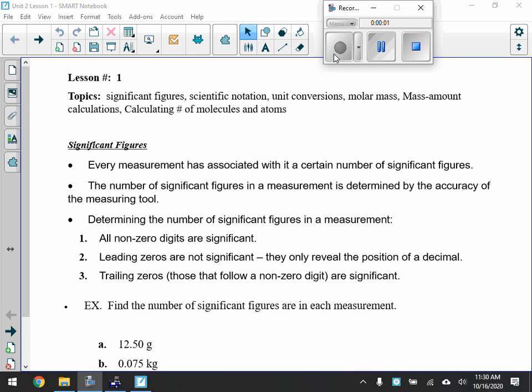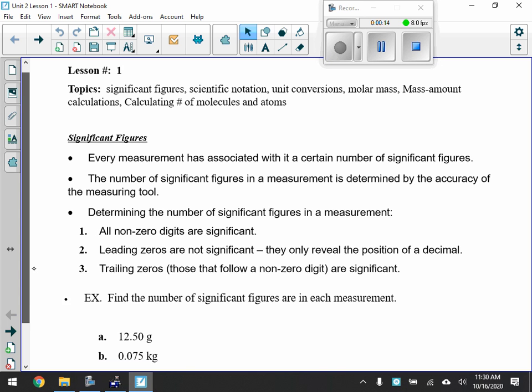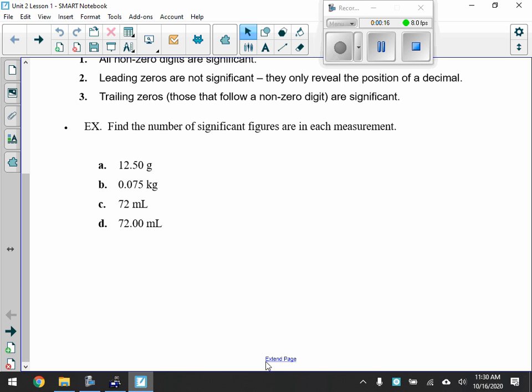Real quick here, in lesson 1 we talked about some of the basic things that we need to remember for math and formulas, and things that we're going to be using in this unit. So just a reminder about significant figures or significant digits.